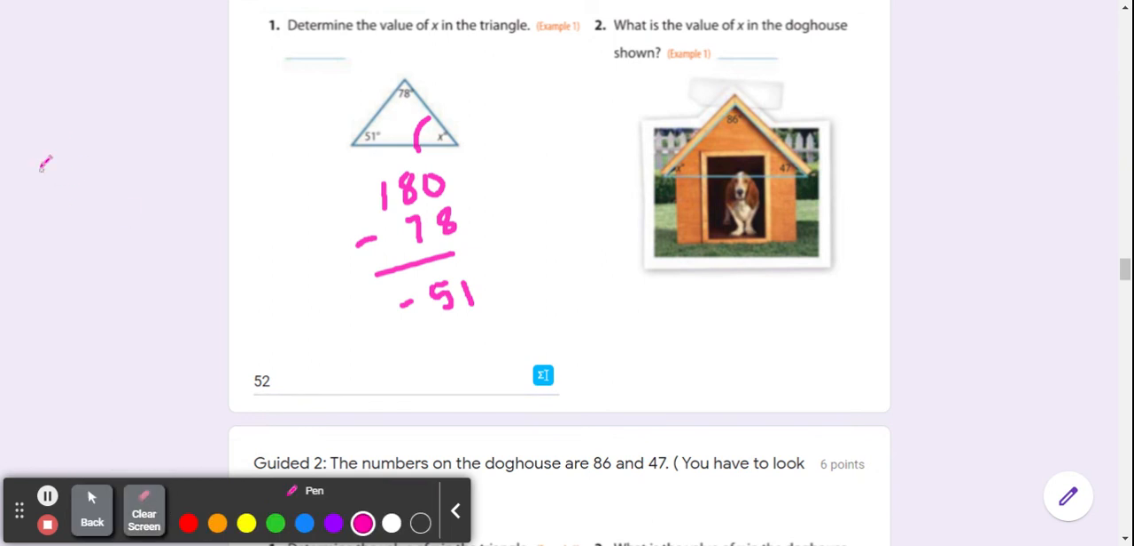What did I do? I did my 180. That looks funny. Let me fix it. 180 minus 78 minus 51 equals 51. Now let's try this one.